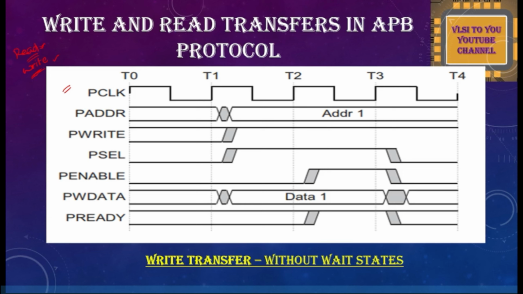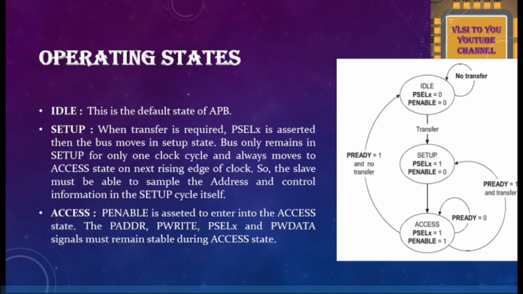Now coming to today's session, which is timing diagrams of the APB protocol. In the previous session, while we were talking about the operating states of APB, we said that in APB there are three types of states, which are idle, setup and access. And when it comes to the access state, by taking the PREADY signal into consideration, either the transfer will take place or it will go into the wait states.